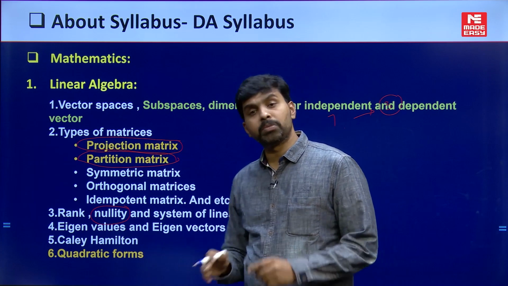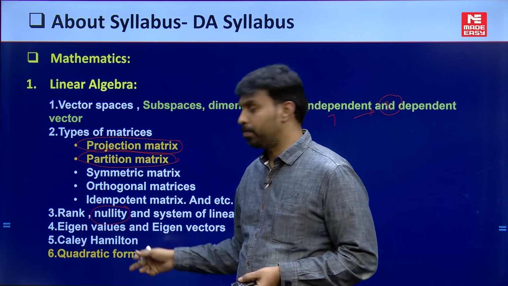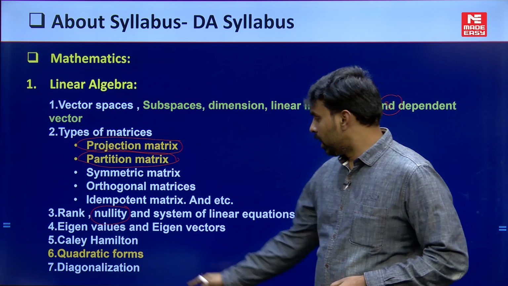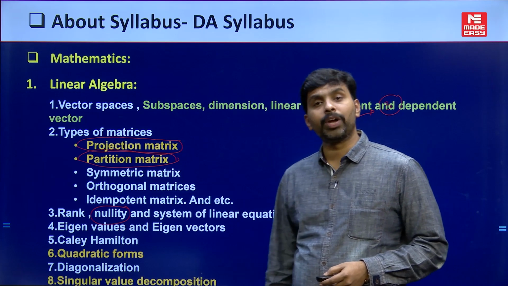So this quadratic forms is not there in other papers, but it is there in the DA paper. So this is extra which you need to study here. And diagonalization is in the general syllabus only. Now the next one is singular value decomposition.